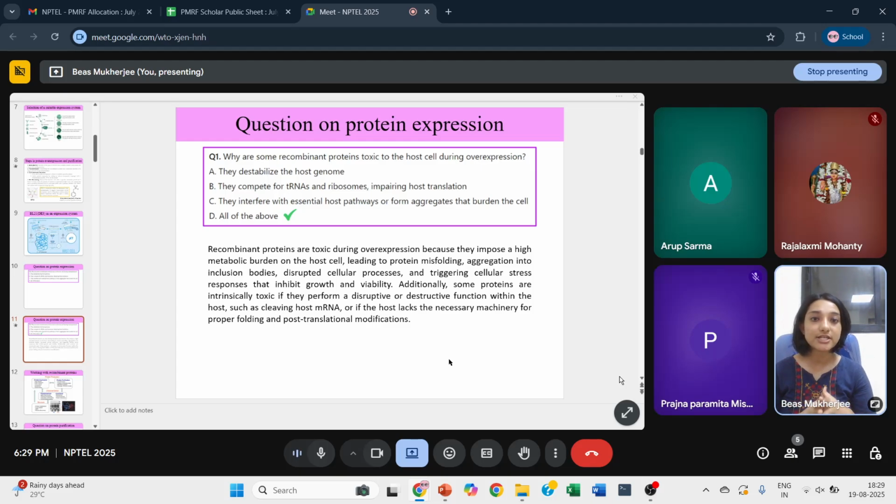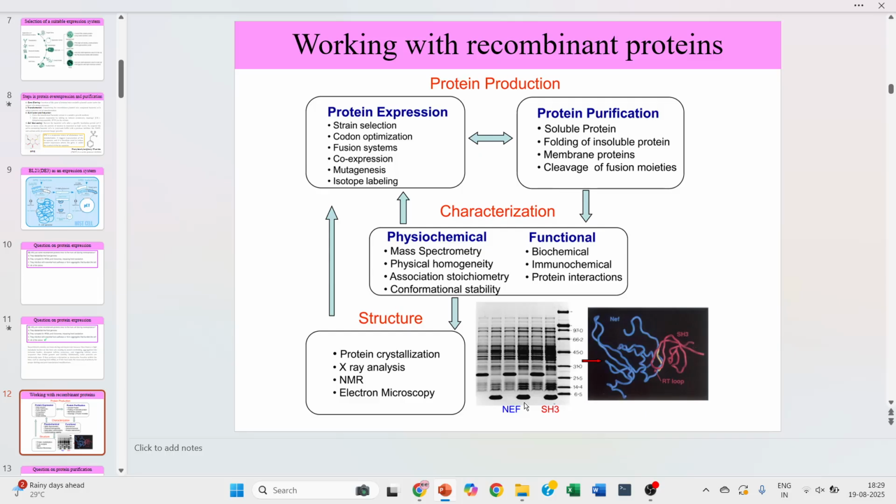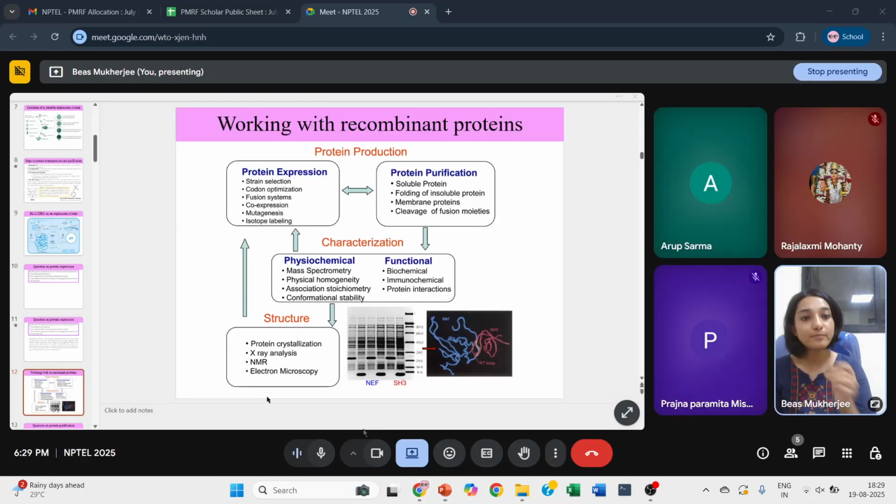Right. Additionally, some proteins are intrinsically toxic if they perform a disruptive or destructive function within the host, such as cleaving the host mRNA, or if the host lacks the necessary machinery for proper folding and post-translational modification. So these are the reasons our protein of interest can be detrimental to the host bacteria in which you're growing it.